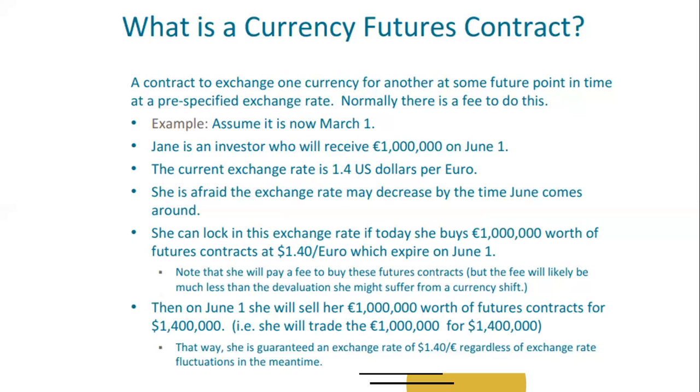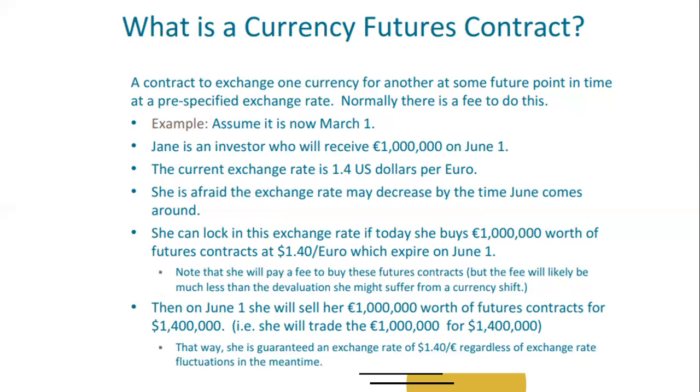Now, if it's favorable, if let's say the exchange rate actually goes up in her favor and it's 1.7 instead of 1.4, then she can say, I don't want to use my futures contract. Thank you very much. But if it goes lower than 1.4, then she can use her futures contract, which can really save her a lot of headache. So these contracts are available for many companies and they can be bought.